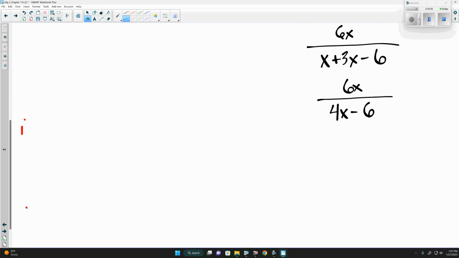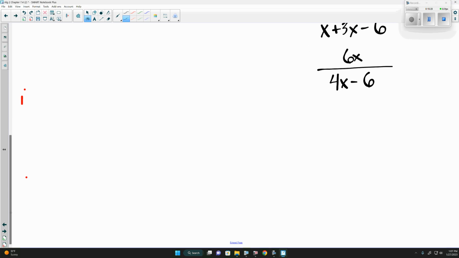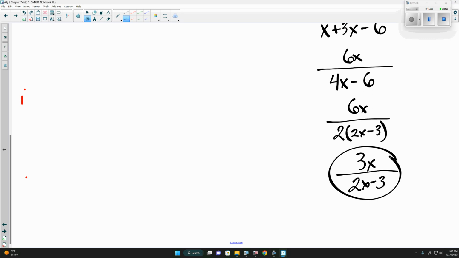Is there any greatest common factors? 2. We can factor 2 out of the bottom, which tells us that we have 6x over 2 times 2x minus 3. 6 over 2 reduces to 3x over 2x minus 3. And that is as simplified as it gets.